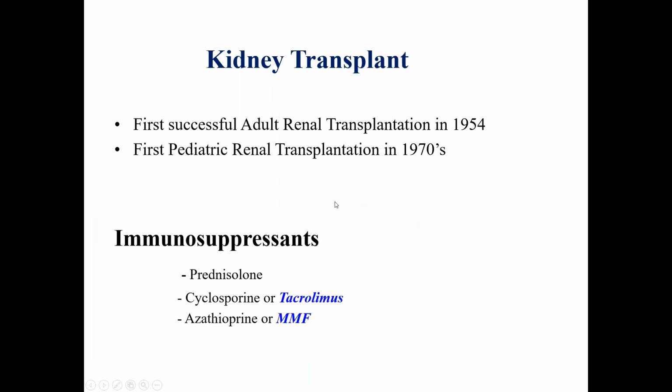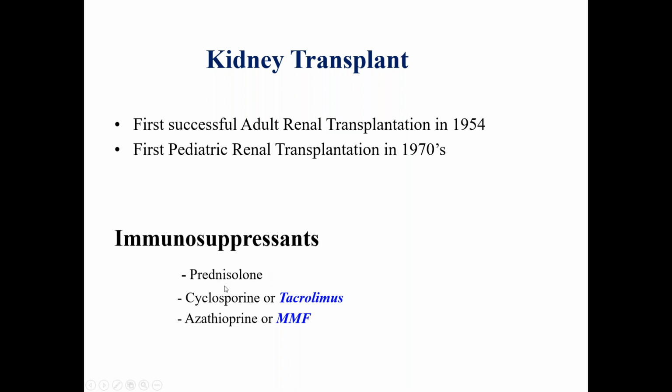Now, a word about kidney transplant. The first successful adult renal transplant was done in 1954 between two twin brothers. The first pediatric renal transplant came way back in the 1970s. And you know that after the transplant, all these patients would require immunosuppressants. Before the last 5 years, the immunosuppressants that were being used were prednisolone, cyclosporin, and azathioprine.